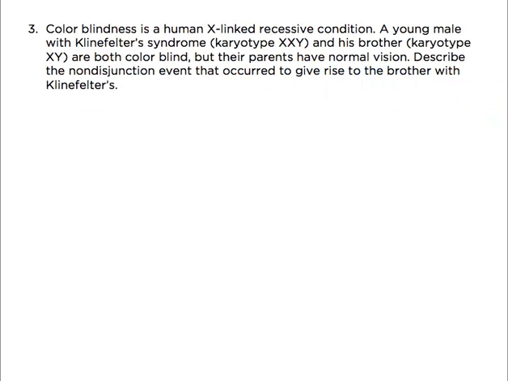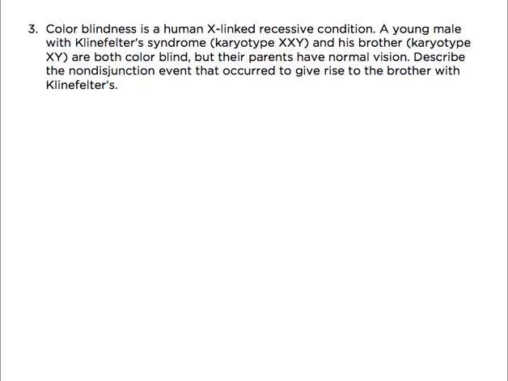Question 3. Color blindness is a human X-linked recessive condition. A young male with Klinefelter syndrome, karyotype XXY, and his brother, karyotype XY, are both colorblind, but their parents have normal vision. Describe the non-disjunction event that occurred to give rise to the brother with Klinefelter's.